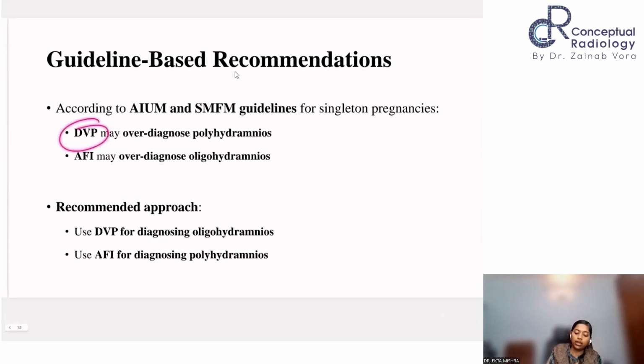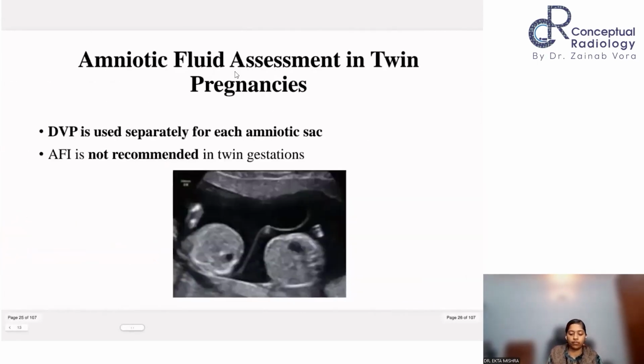DVP tends to overdiagnose polyhydramnios, AFI tends to overdiagnose oligohydramnios. Therefore, DVP is used for diagnosing oligo and AFI for poly. So now in this session, we are focusing on oligo. So our focus is on DVP.